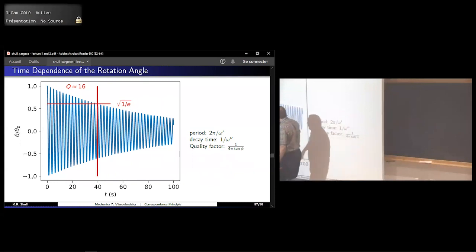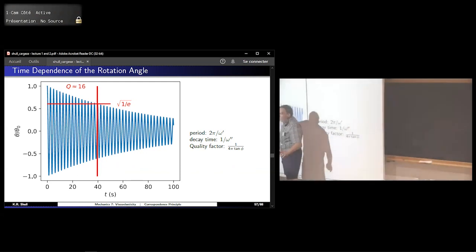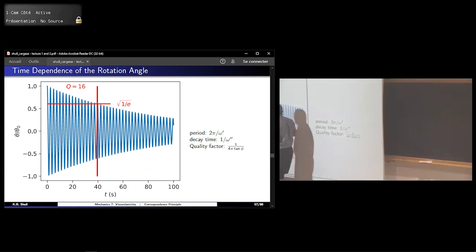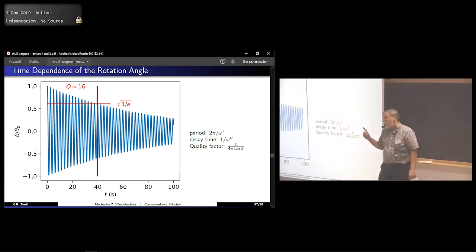And this is an important number for a resonator, which is this thing Q. It's the quality factor. Basically, it's when the amplitude of the resonance goes down by a square root of 1 over e. So if you count how many peaks I have here, I get 16 of them before I get to that point. So 16 is the quality factor of this resonator, which is not a very good resonator.